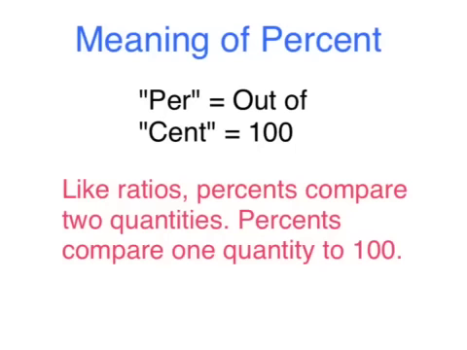If I was to tell you that about 51% of all the people in the United States are female, that would mean that out of every 100 people in the United States, we would on average find that 51 of them were female. That would leave the other 49 to be male, right? 51% means 51 out of 100.